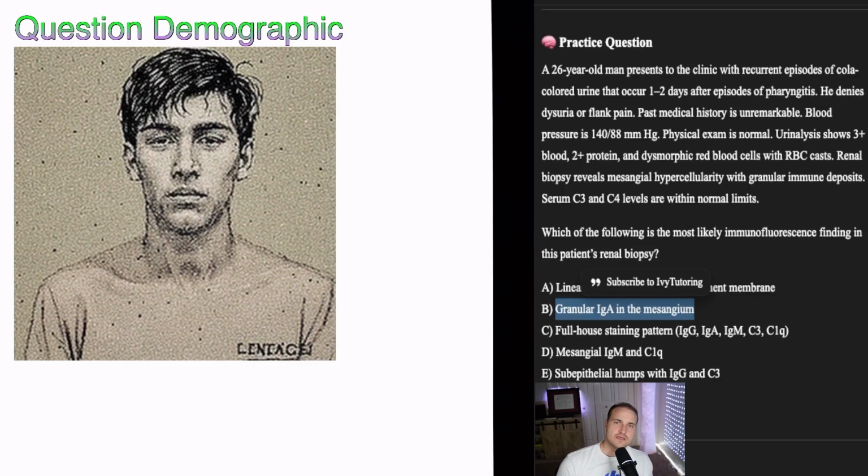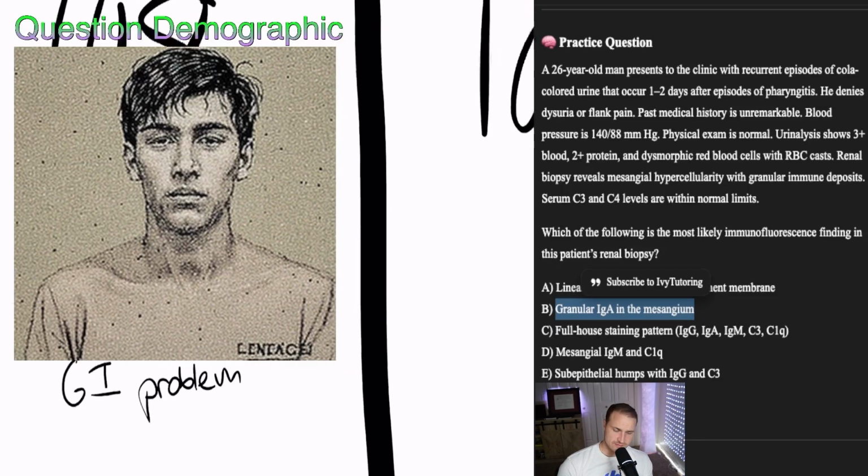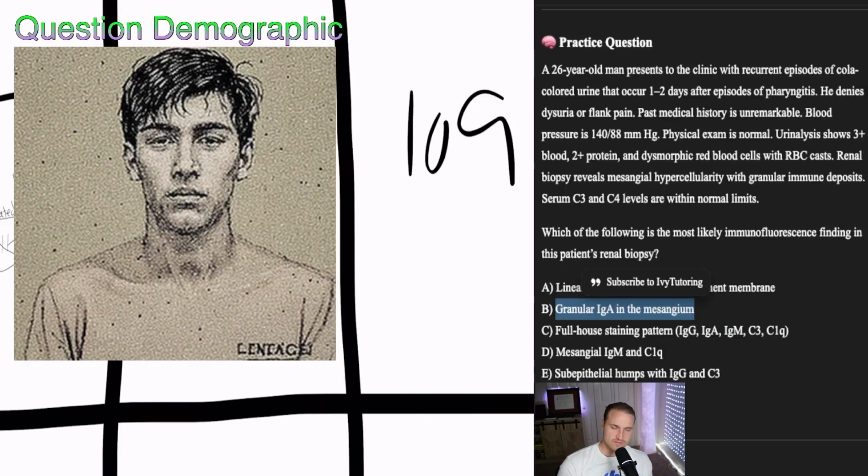So we got a dude, he's got some episodes of brown urine, hematuria, that appears during a respiratory infection, URI, or GI problem. And this is going to be IgA nephropathy, Berger disease. This happens because mucosal infections like respiratory or GI will trigger an IgA overproduction, and that deposits in the glomerular mesangium. So on biopsy, you have granular IgA deposits in the mesangium.